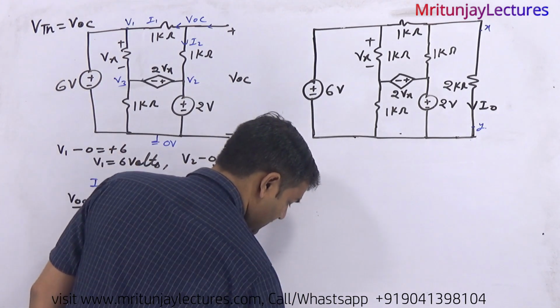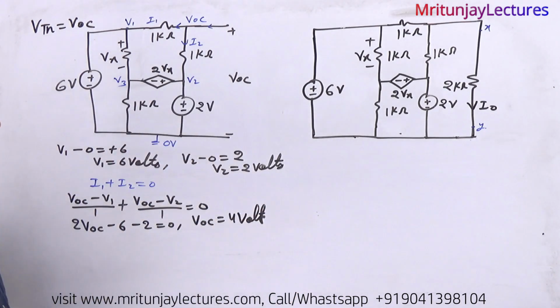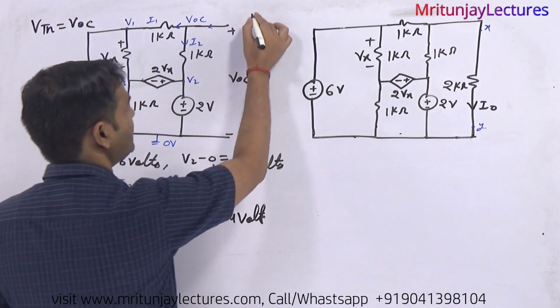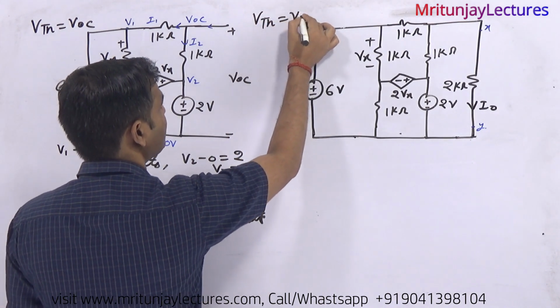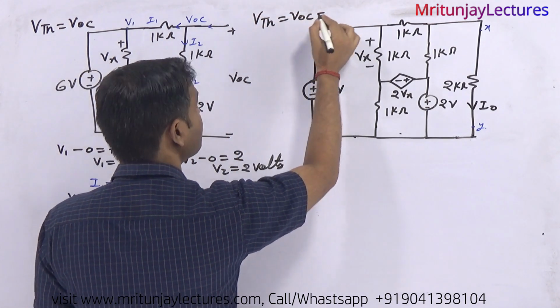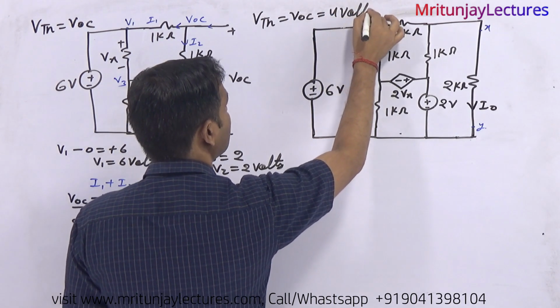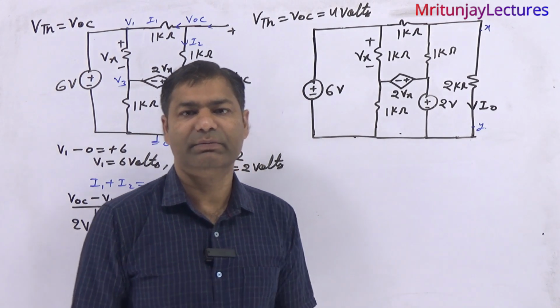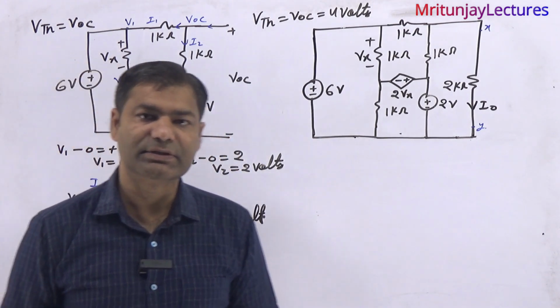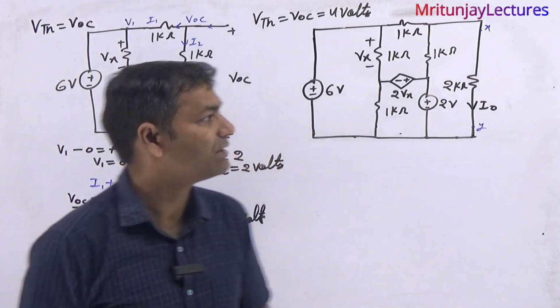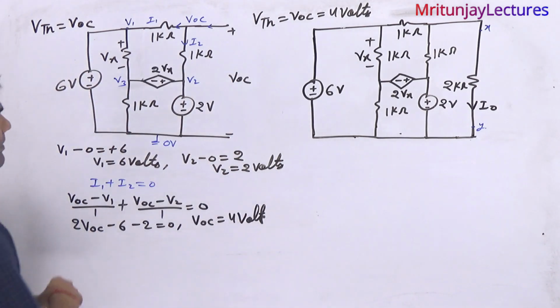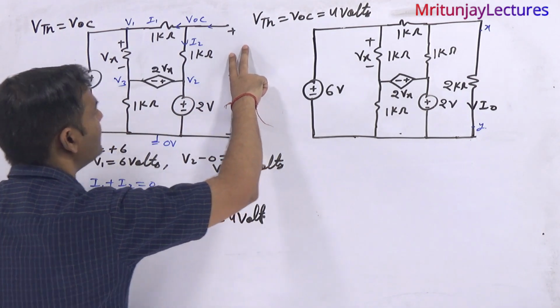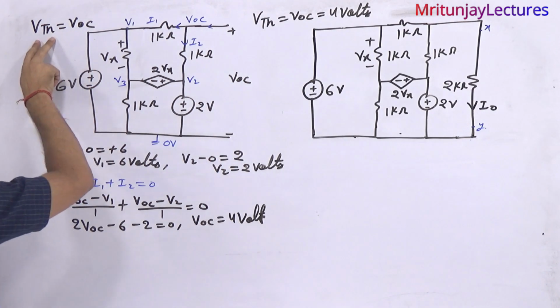Clear or not? V of OC is 4 volt. So VTH can finally be written as V of OC, that is 4 volt. Clear or not? Very simple. Our motto is to determine VTH and RTH. First of all, we focus on VTH. How can we determine VTH? This one is open circuit. We have the open circuit voltage, that is our Thevenin voltage.